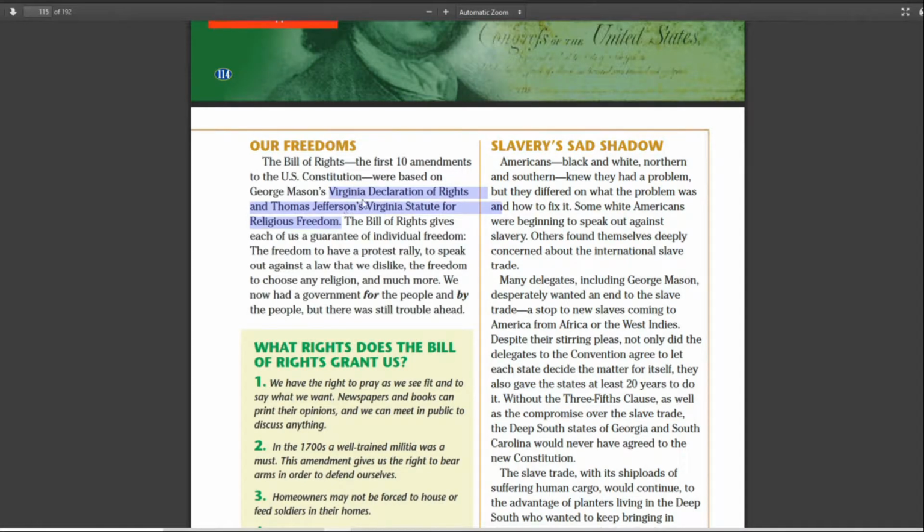What's interesting about it is that we think of Thomas Jefferson and the Declaration of Independence, but here it's the opposite. When we're talking about these other documents, George Mason is the Virginia Declaration of Rights, and Thomas Jefferson was about religious freedom, and he wrote the Virginia Statute for Religious Freedom. So it's kind of the opposite of the way that we remember it. When we see these other documents that are not the Declaration of Independence, just reverse it in your mind and know that the Declaration one goes to George Mason.